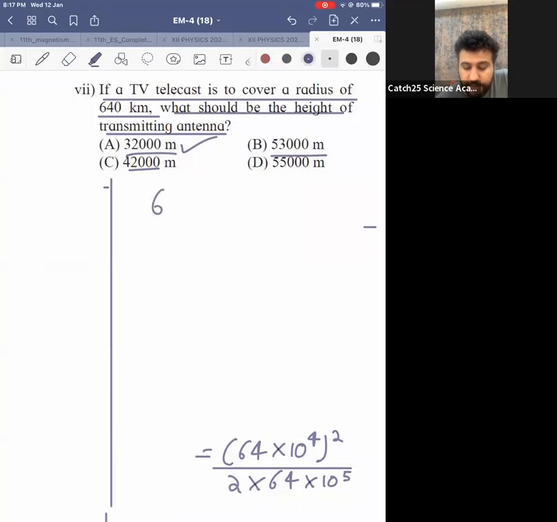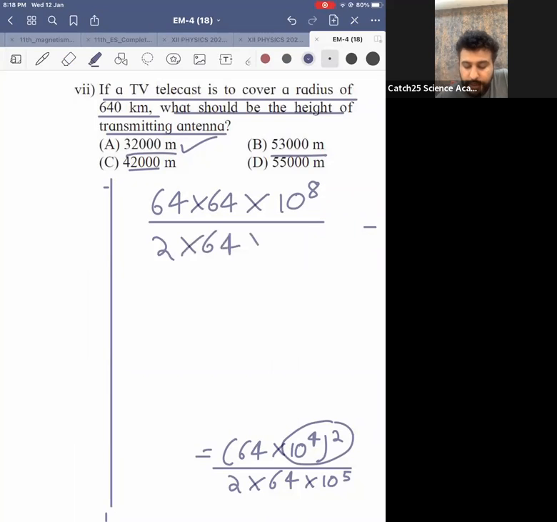Numerator will become 64 square. That is 64 into 64 into 10 power 4 square, which will be 10 power 8, divided by 2 into 64 into 10 power 5. Clear? I have just opened the bracket. Now, can I say 64 and 64 will directly cancel? For the other one, 2 ones are 2, 32s are 64.